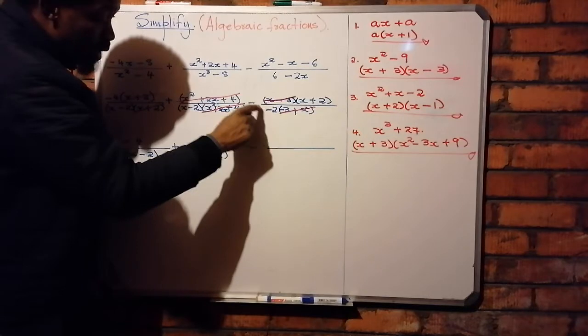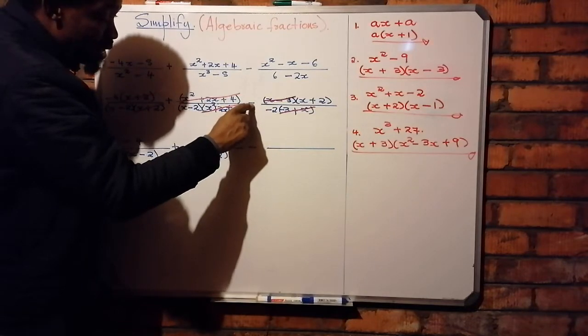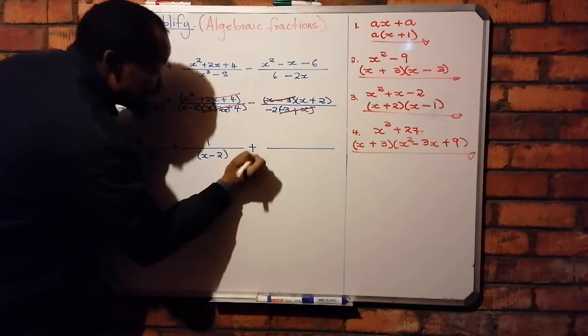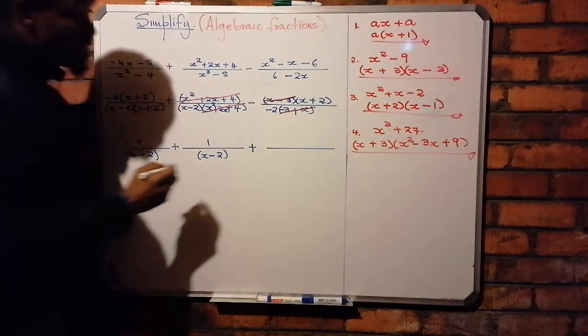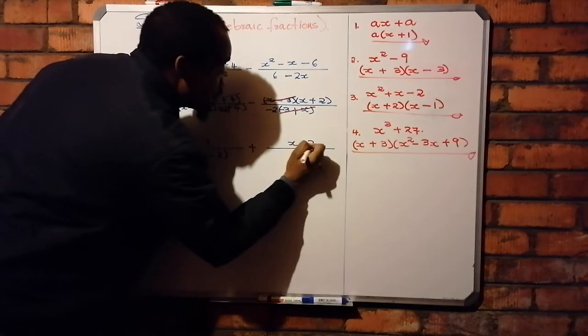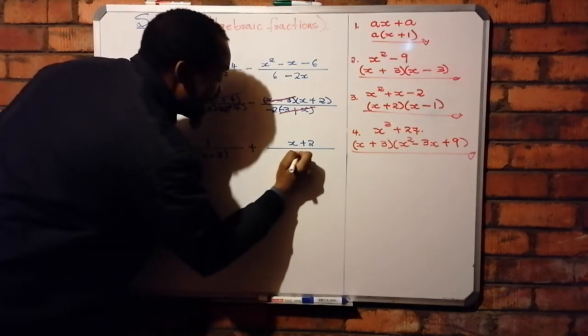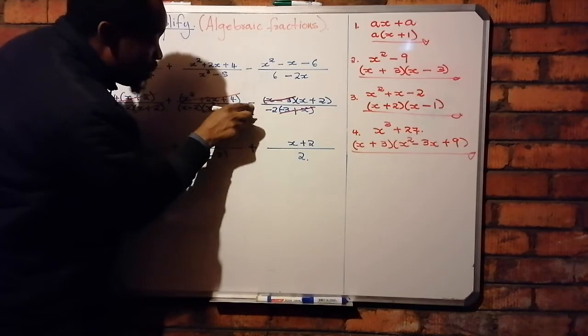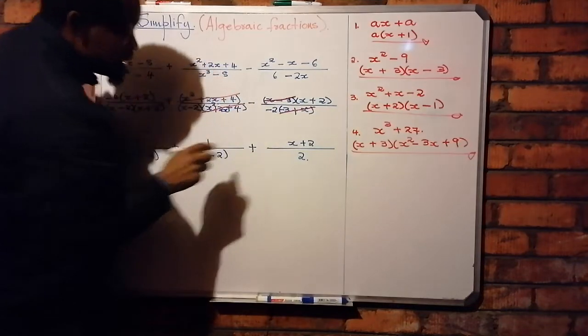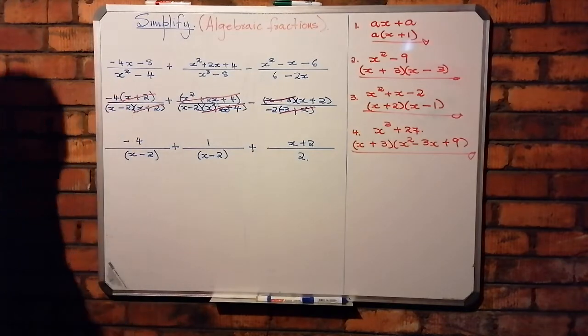Now, look at what is happening here. I've got a negative, I've got a negative there. I must multiply them, I get a positive. I am now left with x plus 2 divided by 2. Remember, that negative multiplied that and we got a positive.